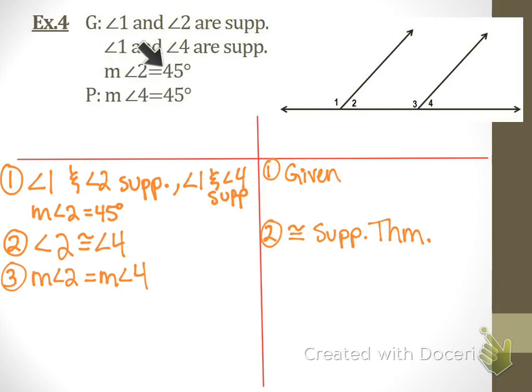They started pulling in equality with measures. So that means we need to switch gears and talk about measures being equal. Why am I allowed to make that third statement? Very good. Definition of congruence. If they are congruent, their measures are equal.